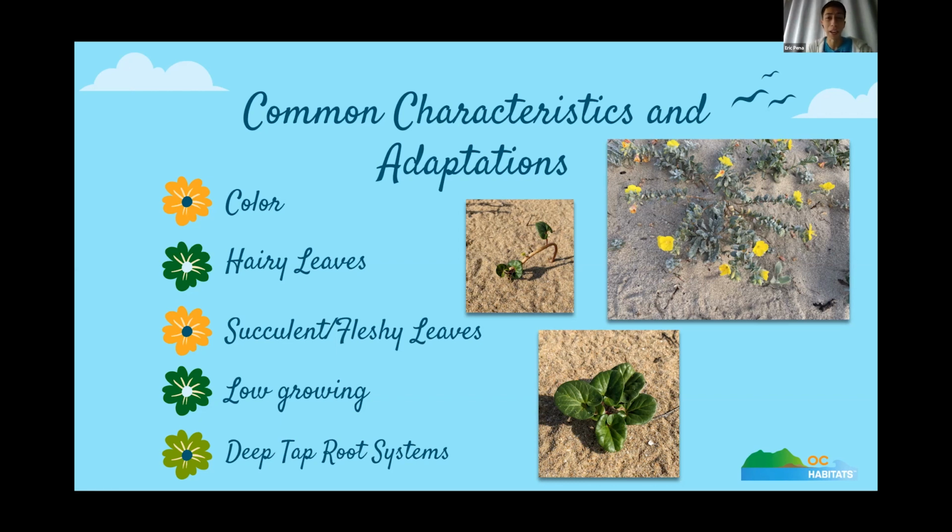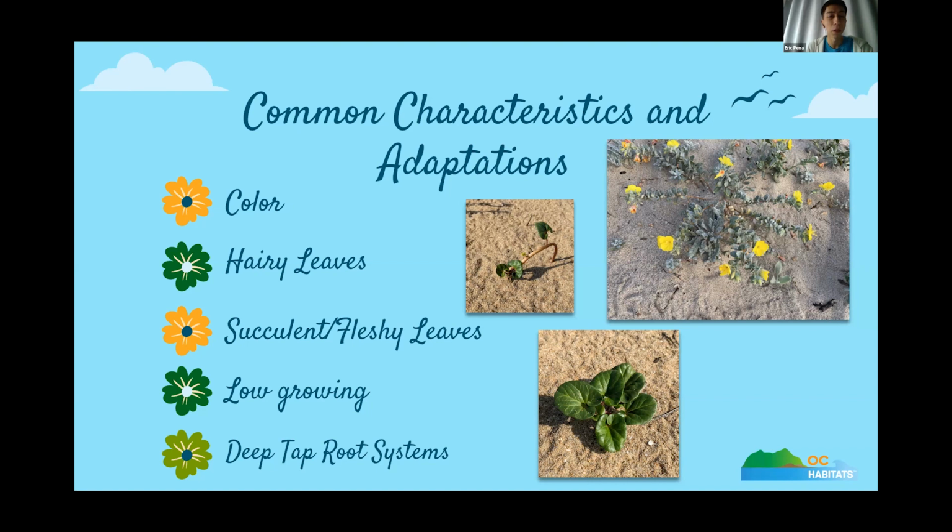The hairs, they're not actually hairs, they're called multicellular trichomes, but they're not like our hair at all. Some plants don't have these hairs. Some of them have succulent or fleshy leaves, and this is to prevent water from escaping and for it to overall retain more soil moisture. A lot of these plants are actually low growing as well. They're very short, and this is to protect the plant from fast winds.